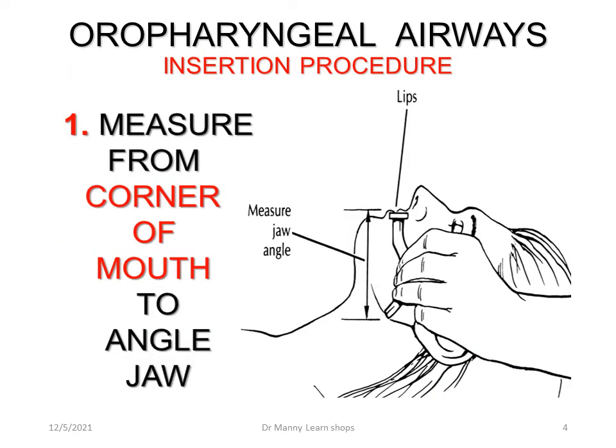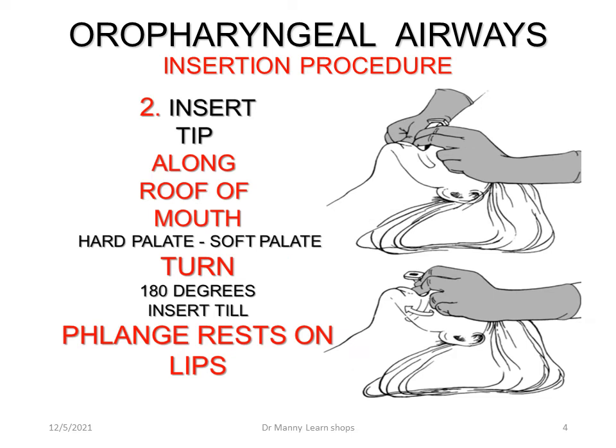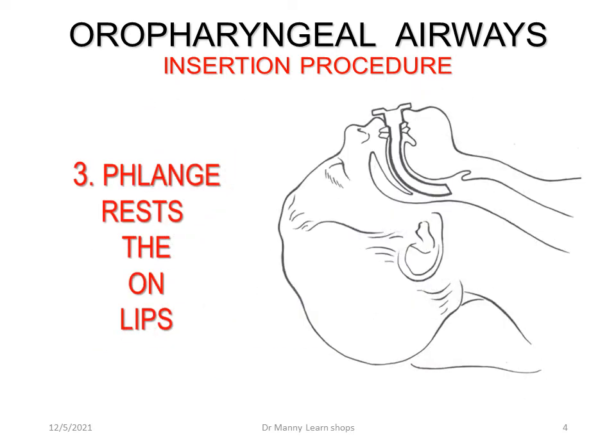Now the procedure for an oropharyngeal airway is to measure the oropharyngeal airway from the corner of the mouth to the angle of the jaw. You insert the tip along the roof of the mouth, the hard palate, then the soft palate, turn it 180 degrees and insert it until the flange rests on the lips.